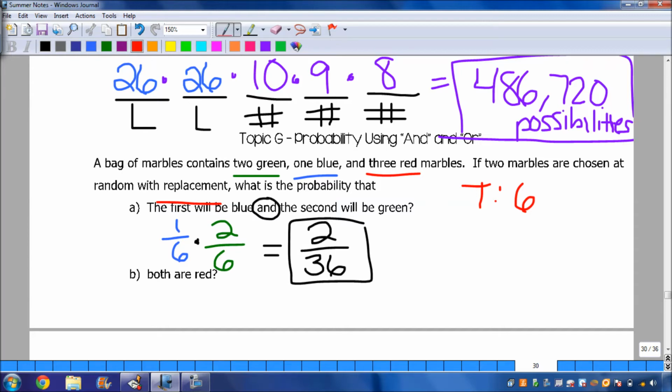What's the probability that they're both red? Well, the probability that the first one is red is 3 out of 6. Now don't forget, it's put back in. So the probability of the second one still being red is still 3 out of 6, because I haven't changed anything, because I put it back in. So the answer to this is 9 out of 36. Okay?